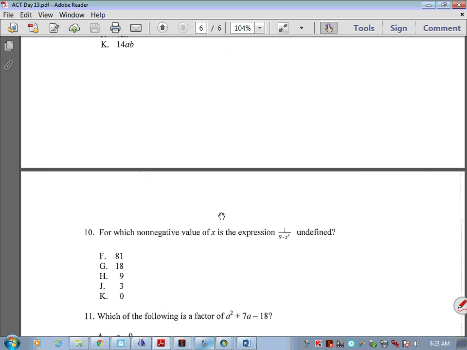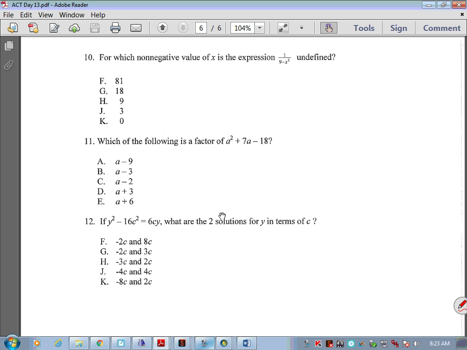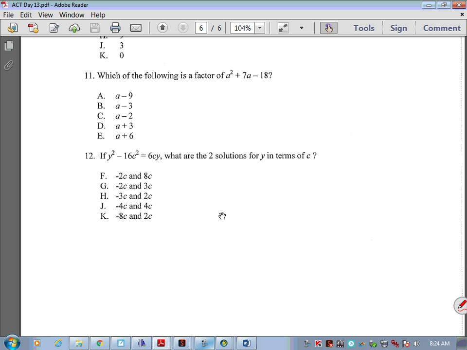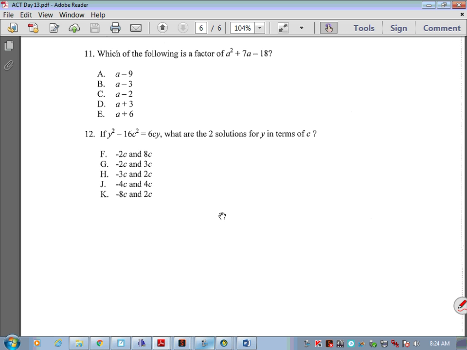Okay, and our back page. 10 is J, 3. 11 is C, A minus 2. And 12 is F, negative 2C plus 8C.